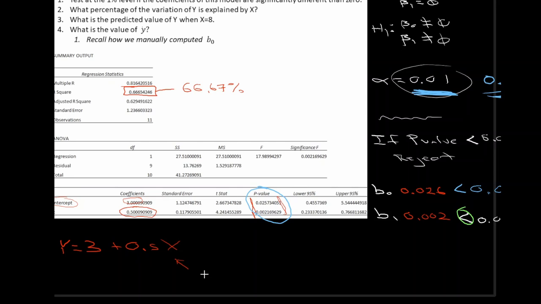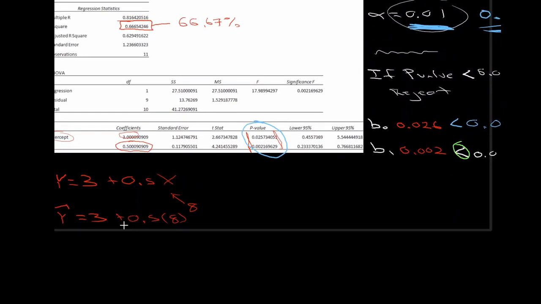Okay, what is the value of y when x equals 8? So we throw 8 in for x, and we get that y hat equals 3 plus 0.5 times 8. I don't even need a calculator for that. 0.5 times 8 is 4. 3 plus 4 is 7, we get y hat equal to 7. Great. That's not so bad.